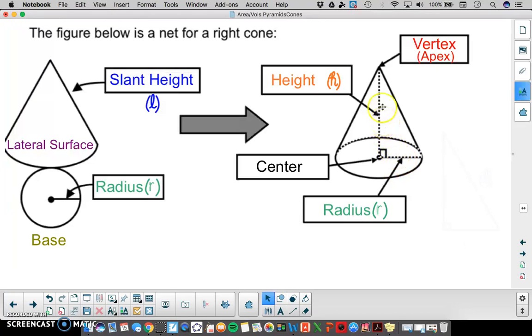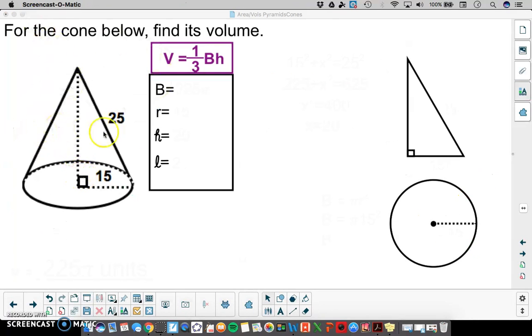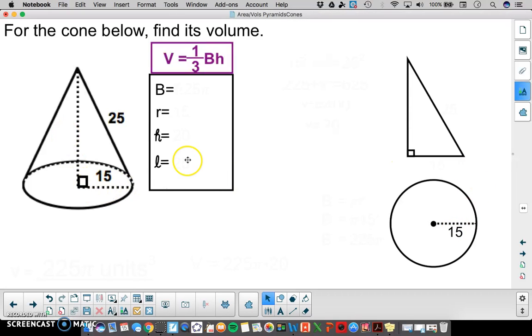Using the radius, the height, and the slant height, we again form that right triangle, this time with R, H, and L. For this cone, we're going to be finding the volume. The cone and the pyramid have the same formula for volume. It's going to be 1/3 big B times H. Big B this time is just the area of the circle. So I was given a radius of 15 and a slant height of 25.